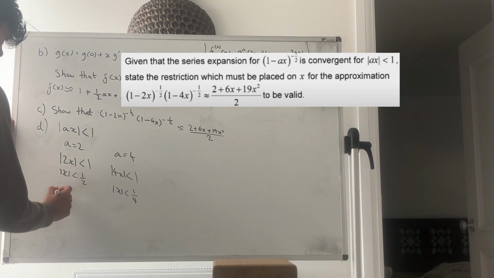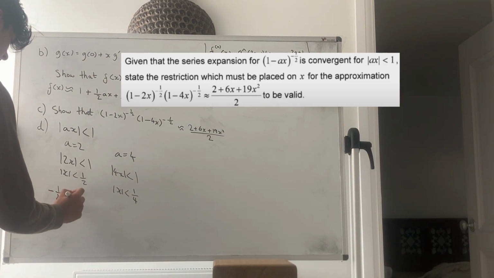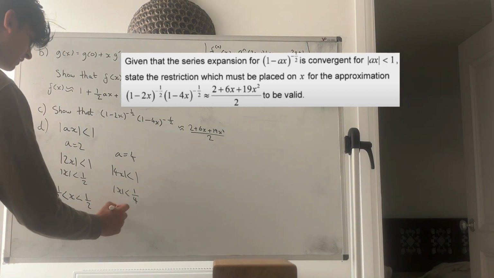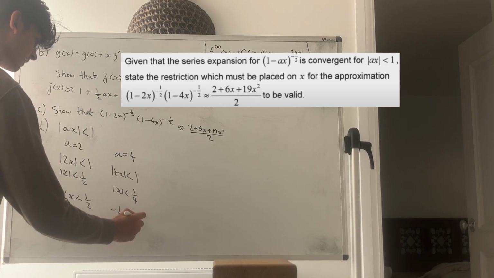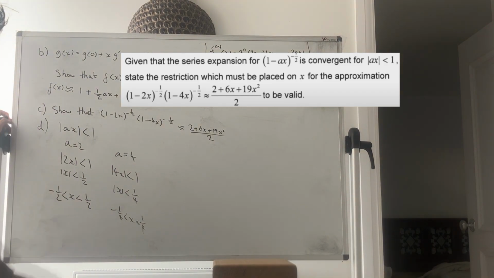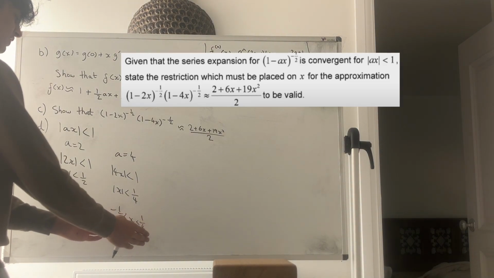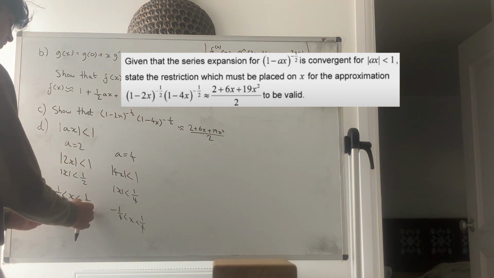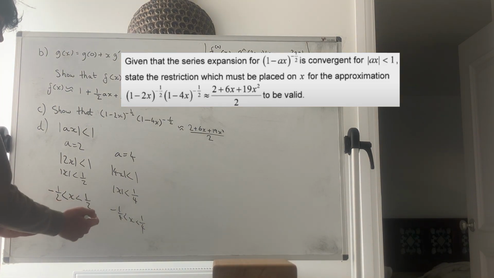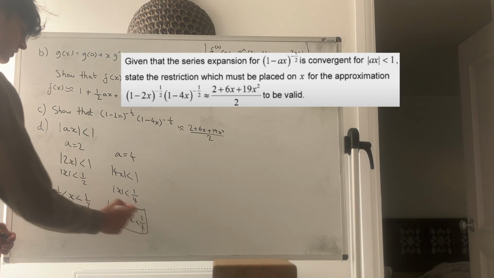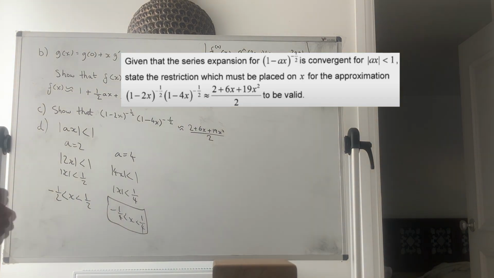This is the same thing as saying minus a half is less than x is less than a half. This is minus a fourth is less than x is less than a fourth. A half is clearly bigger than a fourth. So this restriction has a smaller domain than this restriction, which means that this can be rejected. So this is the solution.